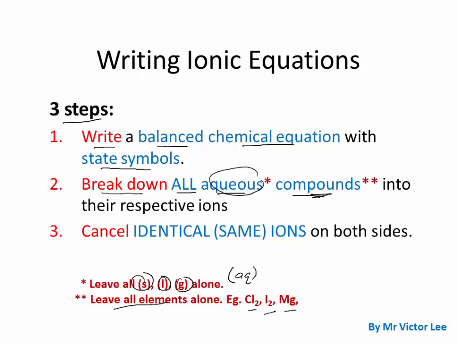And the third step, the last step, is to cancel identical, which means same ions. They are present on both sides of the equation, on both sides of the arrow sign. That means whatever is on the left and right side, if they are the same, you cancel them away.